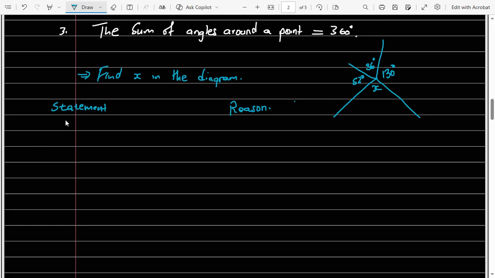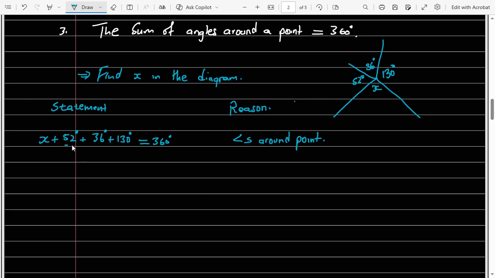So now my statement is that when I add all those angles, if I say x plus 52 degrees plus 36 degrees plus 130, and then, okay, how many are there? 4 angles. Then we need to get 360 degrees, and the reason will be angles around a point. That will be my reason. Angles around a point, or you can say a revolution.